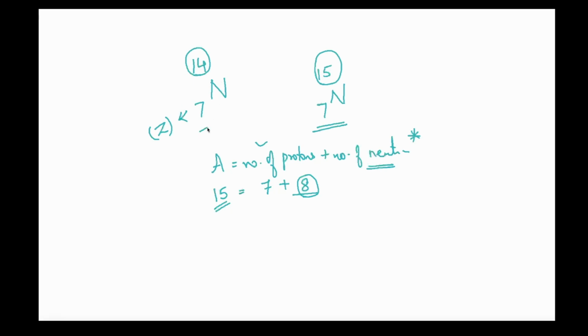Now these two are called isotopes, because they only differ in their mass numbers, or they only differ in the number of neutrons, and it should be the same element.